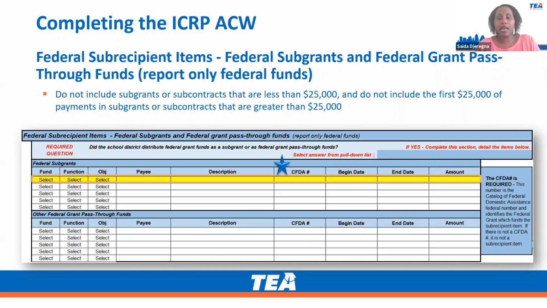Federal subrecipient items are considered excluded cost in the indirect cost rate calculation, except for the first $25,000 of each payment for a major subgrant, which means greater than $25,000. So the first $25,000 of a major subgrant will be considered as direct cost in the calculation because these funds still have direct and administrative costs associated with them.